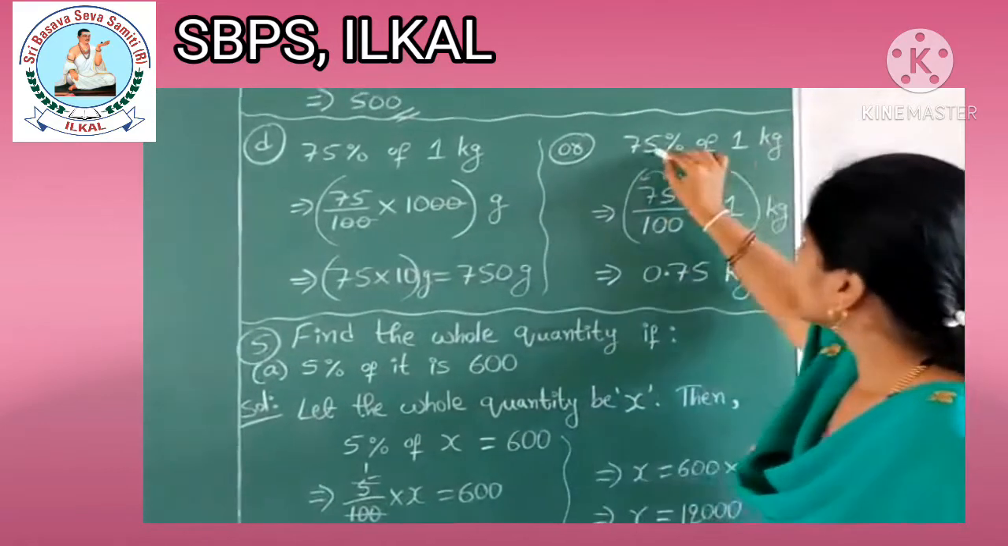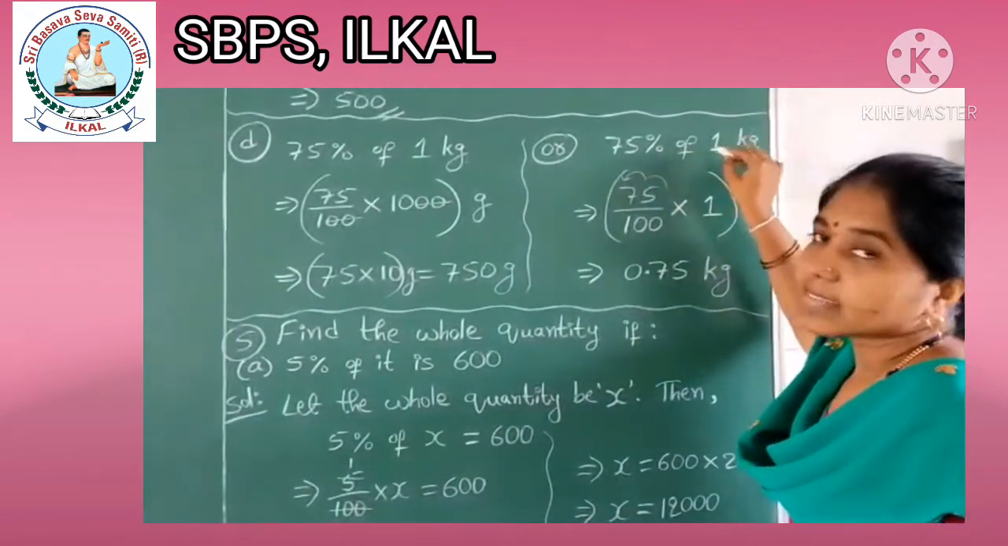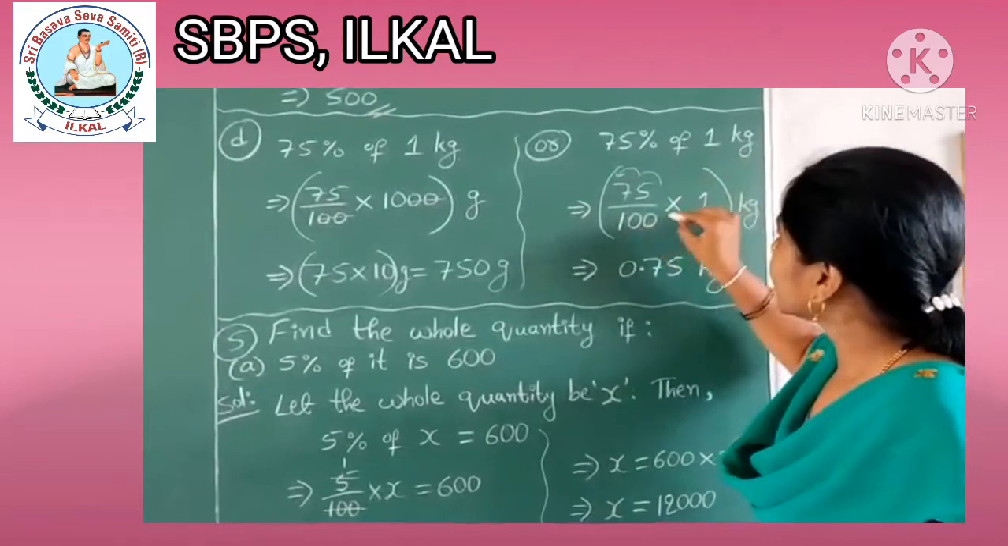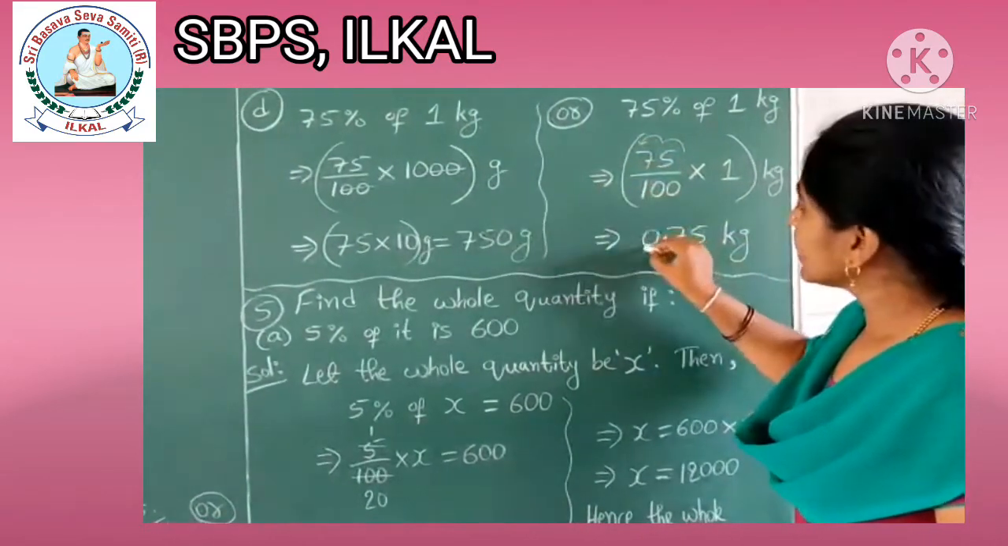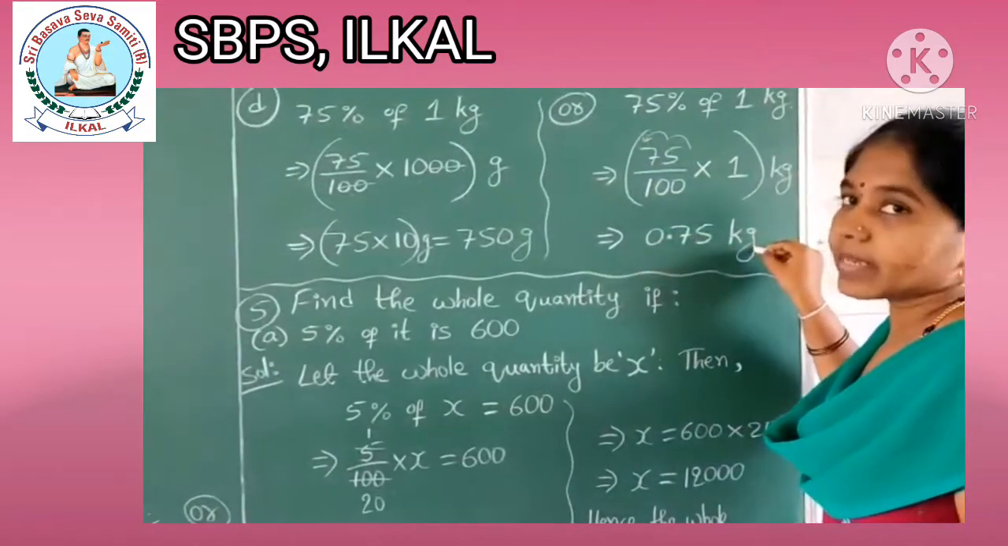Otherwise, we can write 75% of 1 kg, 1 as it is. 75 by 100 into 1. 2 places we have to shift towards left. 0.75 kg it will become.